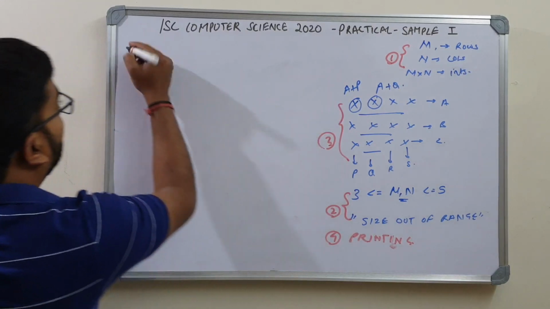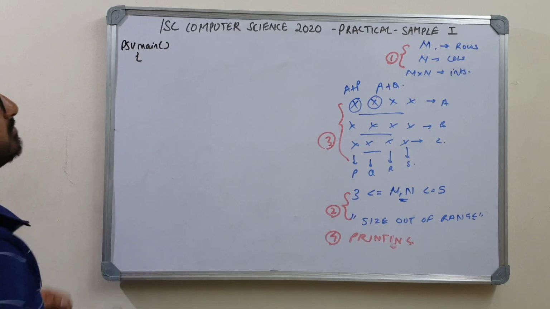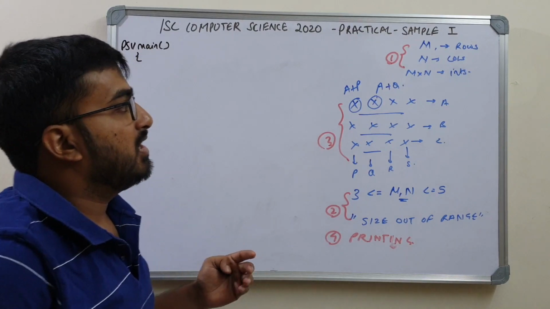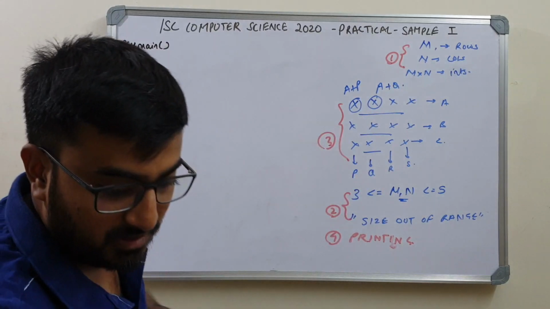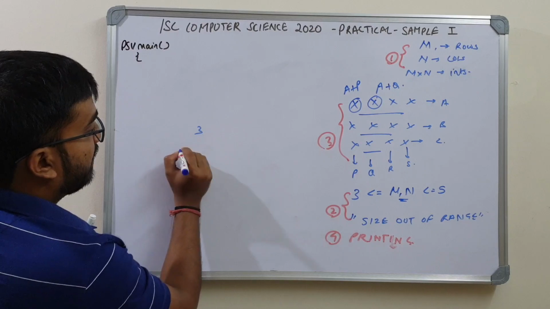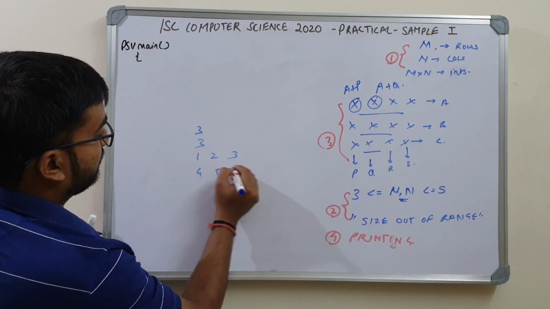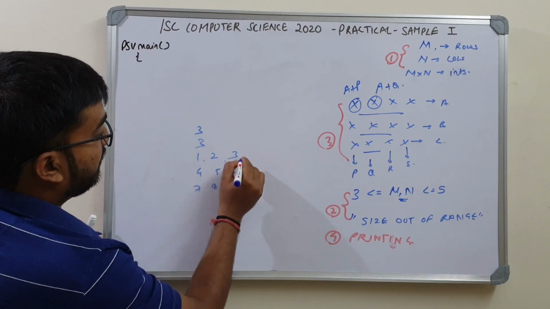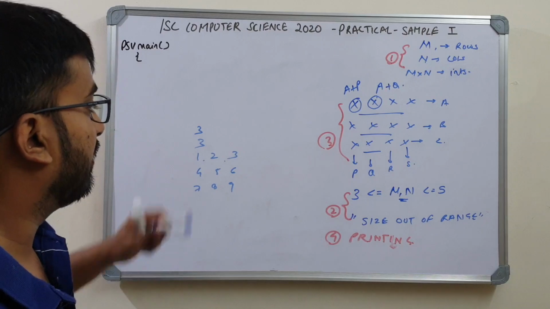I'll start with the first part. So I have this as my public static void main. For example, if m is 3 and n is 3, I have values like this, space separated integers. The input will be like this. This will be the sample input.